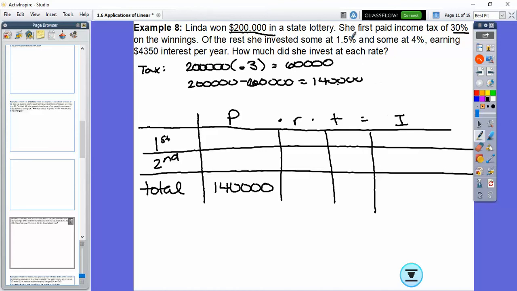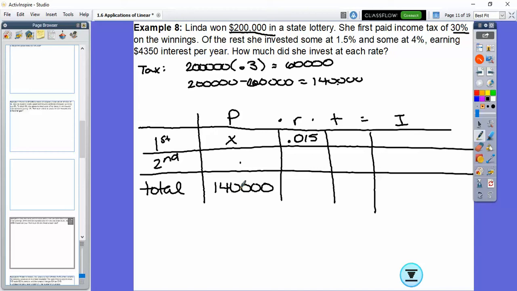She invested some at 1.5%. Do I know how much? No, so we call that X. For 1.5%, what would you use for the rate? 0.015. I have to move the decimal back 2. Some at 4%. Can I call this X also? No. What am I going to call it? Well, these two have to add to the total.